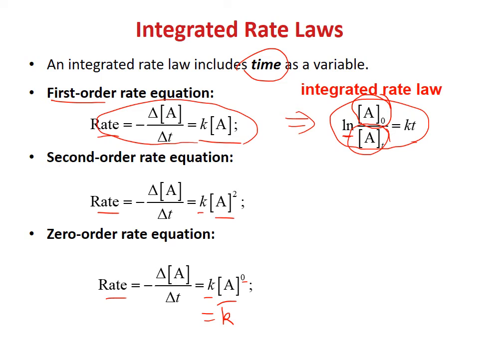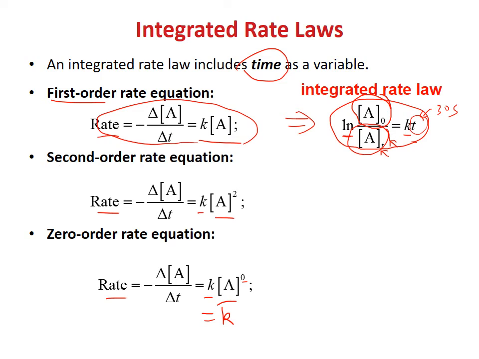For example, at 30 seconds, what is the concentration? This is the one. Equals, the right side is K, the rate constant, times T. So if this is 30 seconds, then this will be 30 seconds. What is the concentration? There are different versions of this equation.